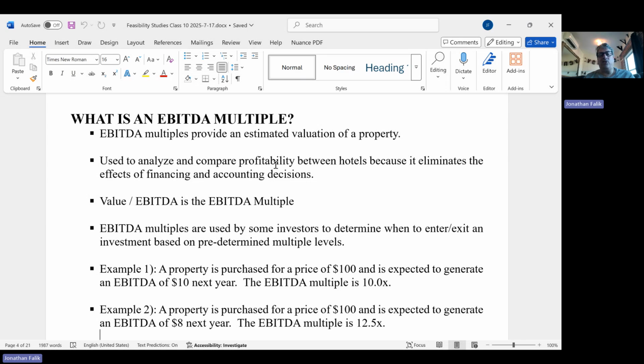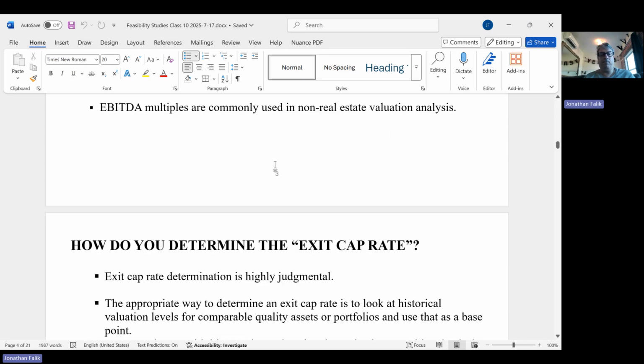Okay, and again, just to give an example, if a property had a purchase price of $100 and is expected to generate $10 of EBITDA next year, the forward EBITDA multiple is 10 times, 100 divided by 10. Similarly, if the property is being purchased for $100 and is going to generate $8 next year, the EBITDA multiple is 12.5 times. That's 100 divided by 8. Okay, so it's basically the inverse of a cap rate, right? The EBITDA multiple is the valuation divided by the EBITDA.